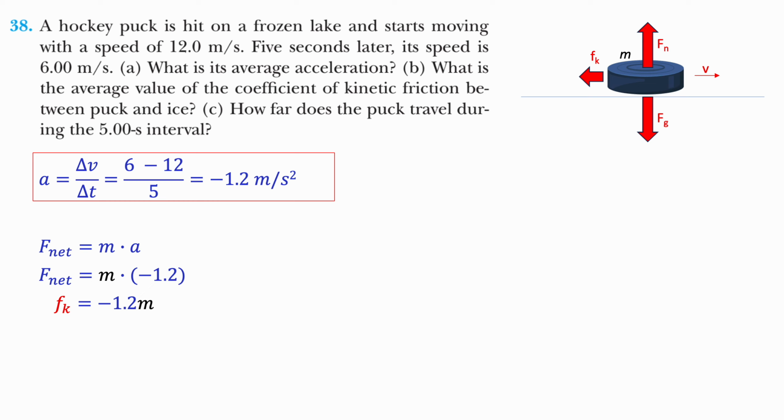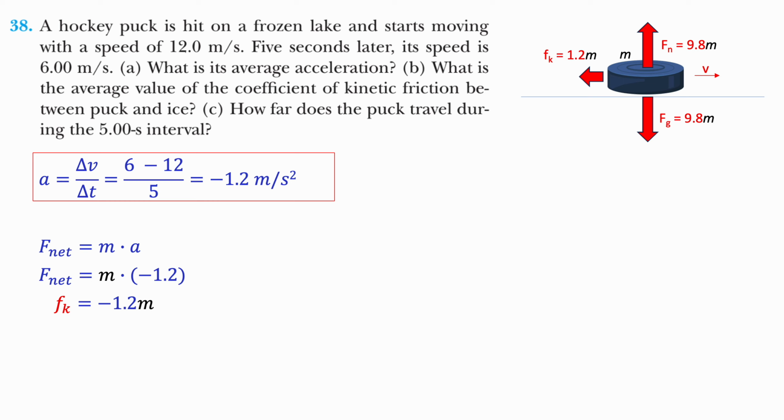Once we know that, we can actually identify a few things here on the graph. If the mass of the puck is m, force of gravity would be 9.8 times m. Normal force is also going to be 9.8 times m. And the force of kinetic friction now we know is 1.2 m. You're like, what happened to the negative sign? We know it's acting against the motion. The net force is in the opposite direction of the initial velocity.